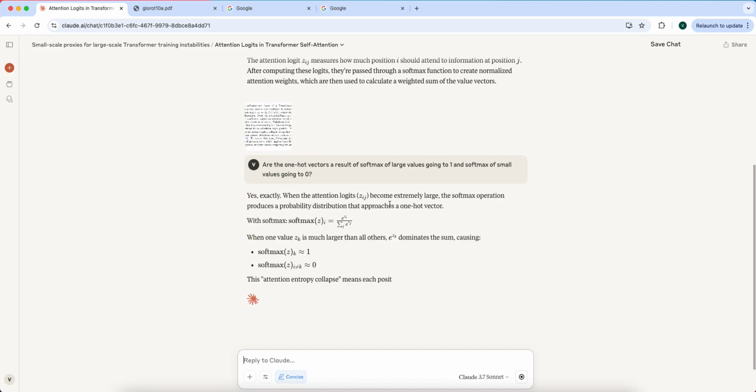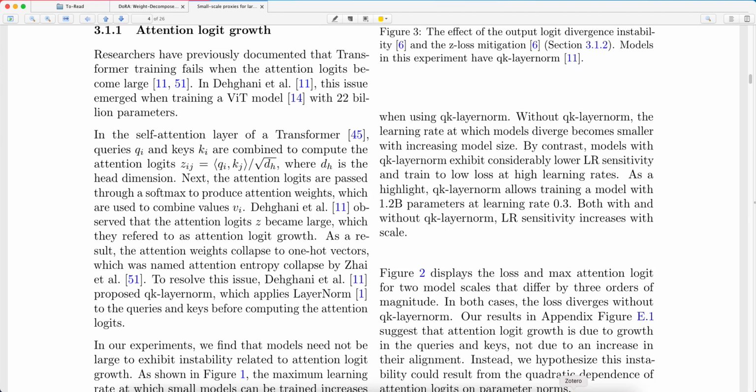Yes, when they become extremely large, the softmax operation produces a probability distribution that approaches a one-hot vector. When one value, zk, is much larger than all others, e to the zk dominates the sum, causing softmax of zk to be 1 and softmax of z not k to be 0. This attention entropy collapse means each position primarily attends to just one other position, instead of distributing attention across multiple relevant positions, limiting the model's ability to aggregate information effectively.